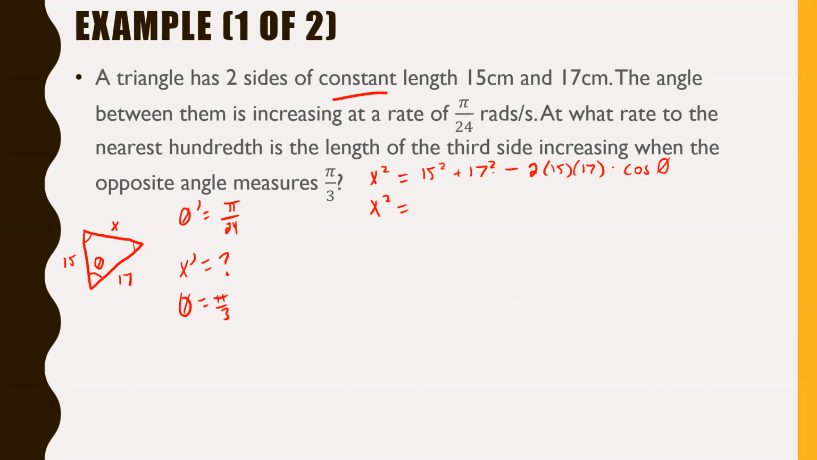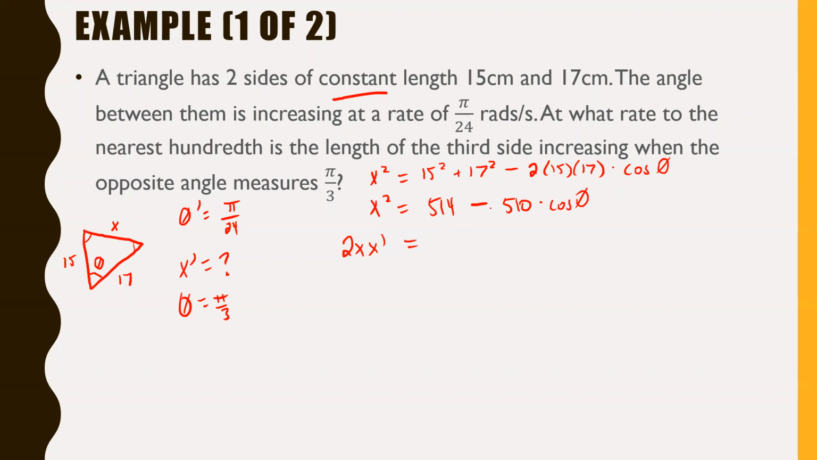I'm going to say that x squared equals 15 squared plus 17 squared, which is 225 plus something. Either way, it's going to be 514 in total between those two, minus 2 times 15, which is 30, 30 times 17, which is 510, times cosine theta. That is cleaner now, and easier to take the derivative of. The derivative of that function is going to be 2x x prime, because we're taking it with respect to time, not with respect to x, equals the derivative of 514, which is nothing at all, gone.